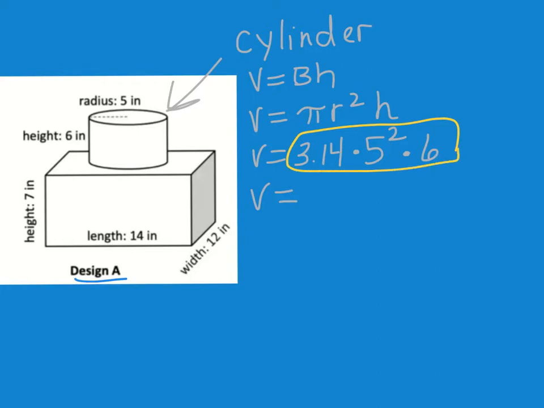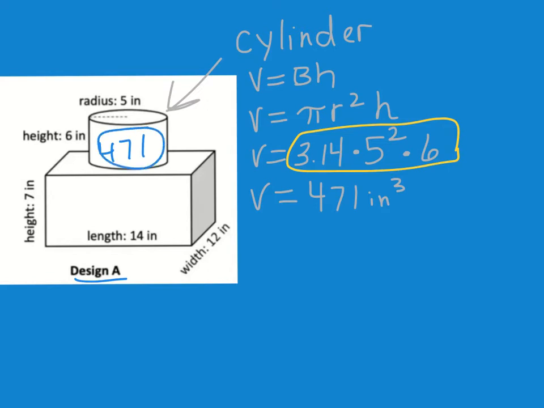So go ahead and do that. I just totaled that up, and that was 471, and that's inches cubed for the top piece. Okay, so this is 471 in here. And now we do the bottom piece.